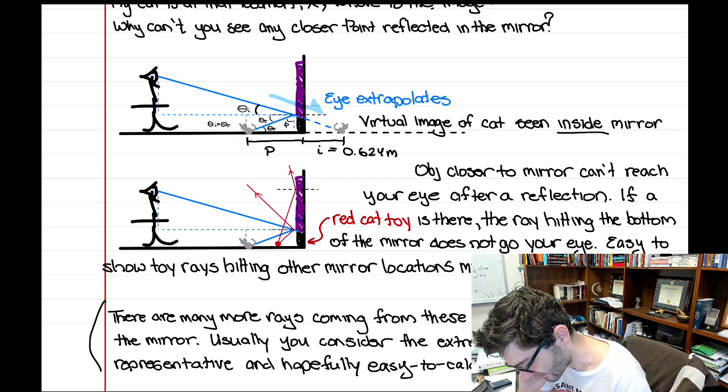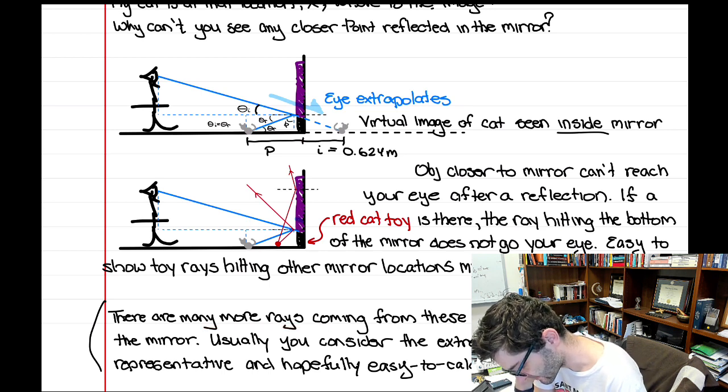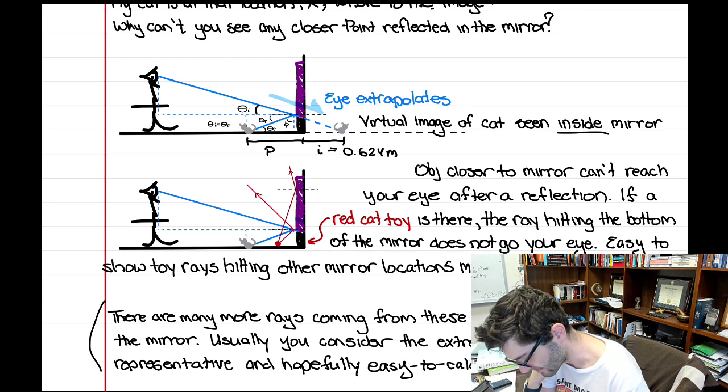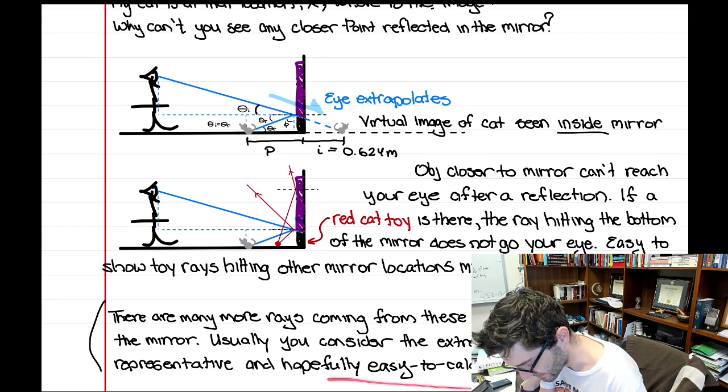And this is just to note that there are many, many more rays actually coming from these objects. And usually what we do is we consider some extremum cases, like the ones that hit the base of the mirror or the top of the mirror, or we try to find some sort of representative, hopefully easy to calculate rays to use.